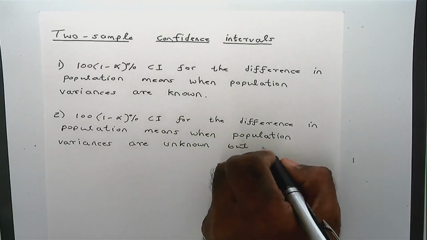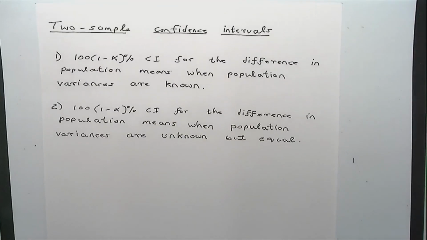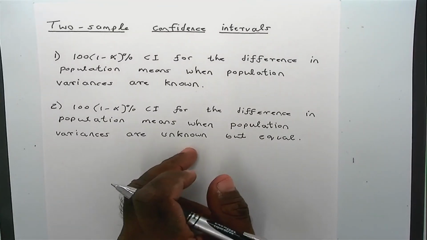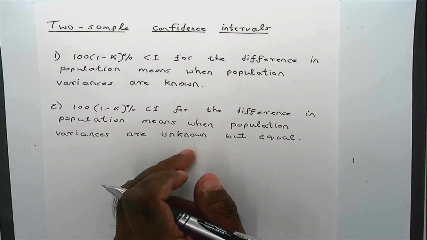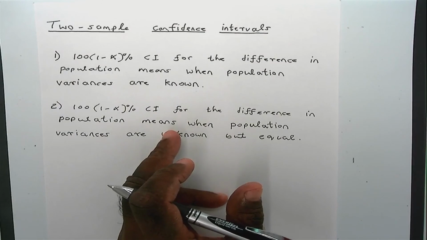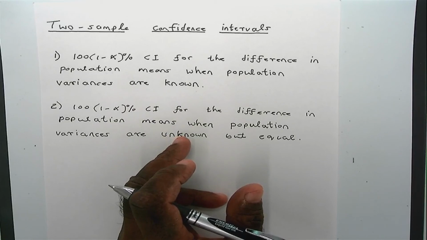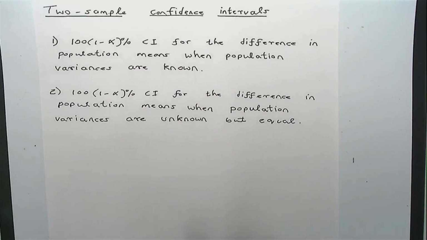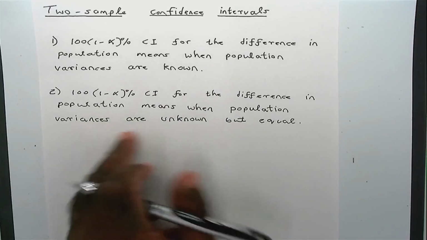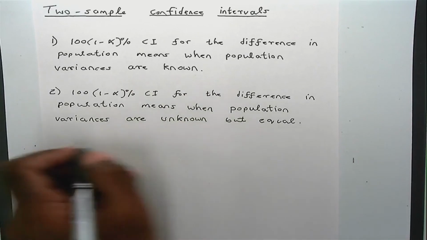Once again, this could be illustrated by the same example: you have a population of all men in the UK, a population of all women in the UK, and you're interested in comparing the average weight of men in the UK versus the average weight of women in the UK. But here we are assuming that the variances are known but they are equal. Again, this may not be a realistic assumption.